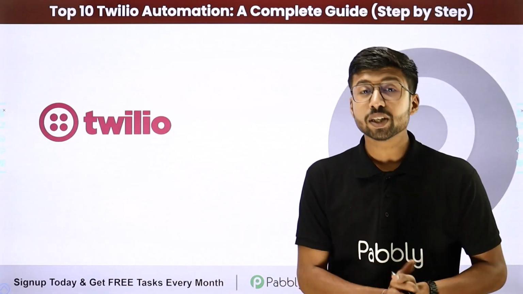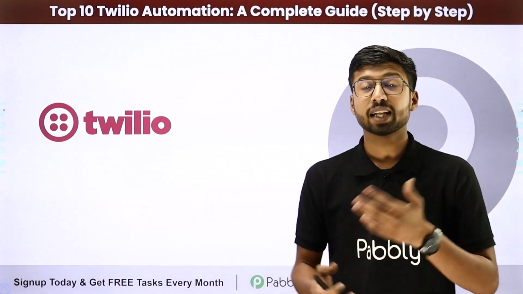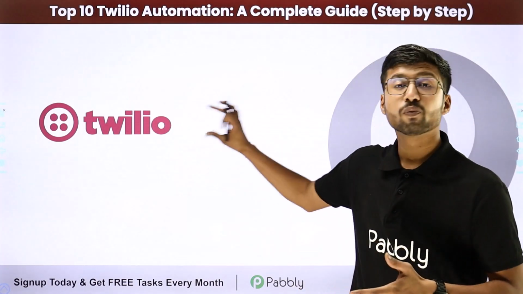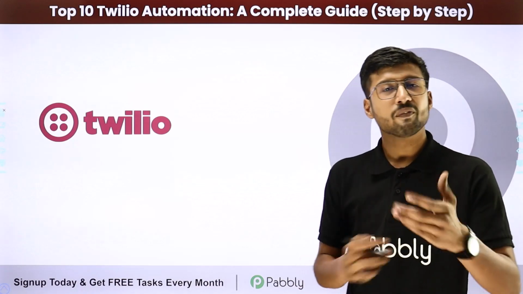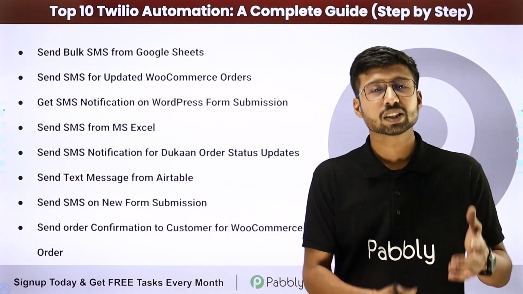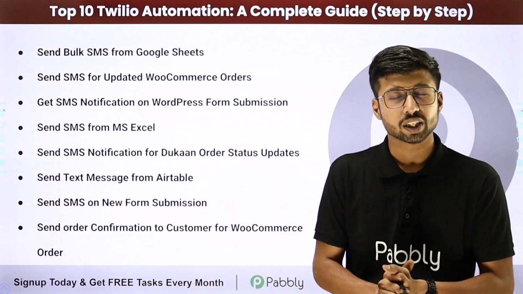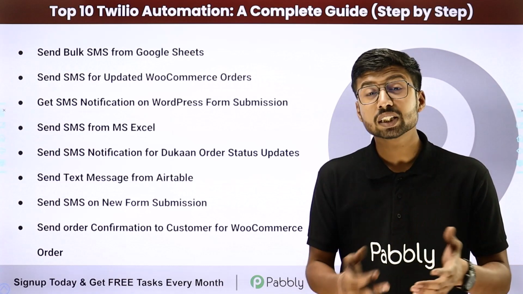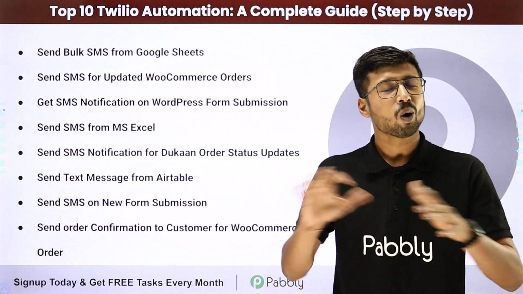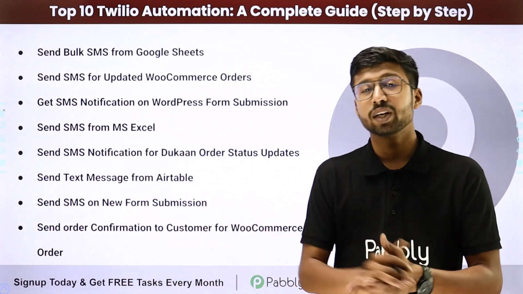So today in this video, we will be discussing the top 10 automations that you can set up with an SMS sending platform like Twilio with the help of Pabbly Connect. Whether it is automatically sending order confirmations to your customer as an SMS, or sending an SMS campaign or bulk SMS to your customers from Google Sheet, or sending or getting any kind of SMS updates to your clients and customers, all of these processes can be automated with the help of Pabbly Connect and Twilio integration.